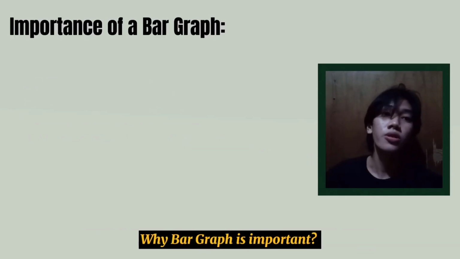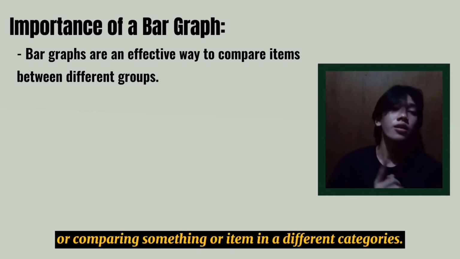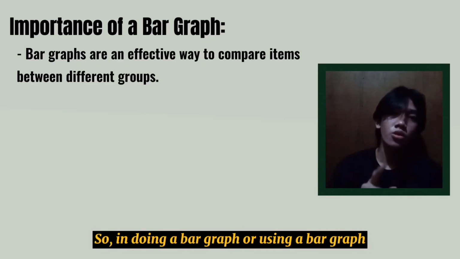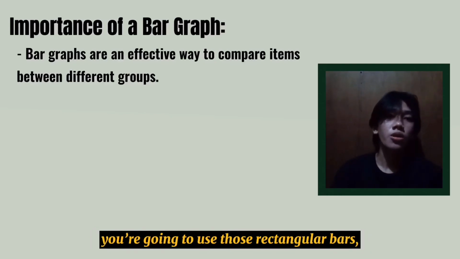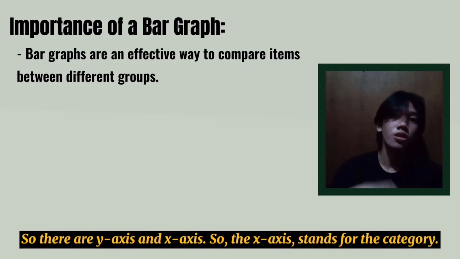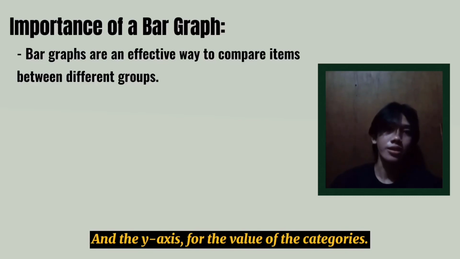So, why is bar graph important? Bar graph is an effective way of comparing items in different groups or comparing something or an item in different categories. So, in doing or using a bar graph, you're going to use those rectangular bars. That's why it's called a bar graph, because you're using rectangular bars. There are the y-axis and x-axis. The x-axis stands for the category and the y-axis stands for the value of the categories.